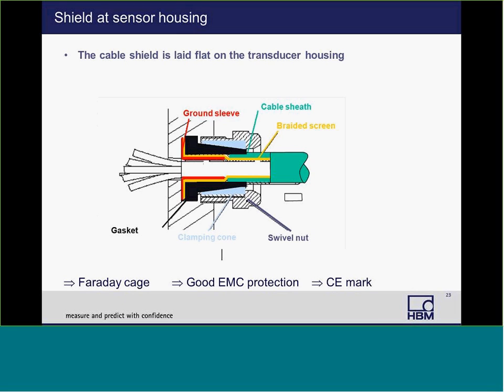We need to have the same kind of connection of our shield on the sensor side. Typically, you can see here in the yellow color we have a braided screen, and that braided screen goes into the sensor housing and, through a ground sleeve, it's flattened and connected. Then the sensor housing once again creates a Faraday cage, and this will give us good EMC protection.